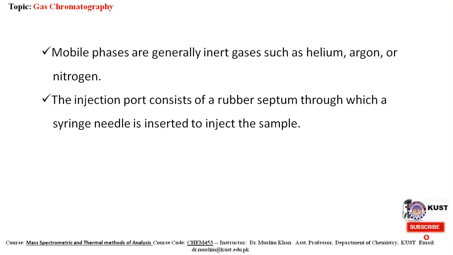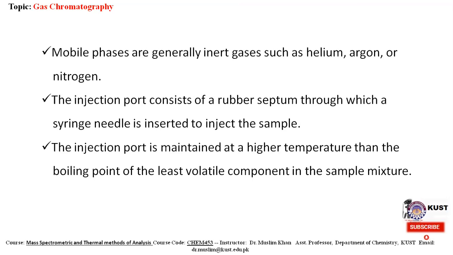The injection port, where you are injecting your sample, consists of a rubber septum through which a syringe needle is inserted to inject the sample. This can be an automated sample injection system. The needle is inserted through this rubber septum from the injection system and injects the sample into the system.